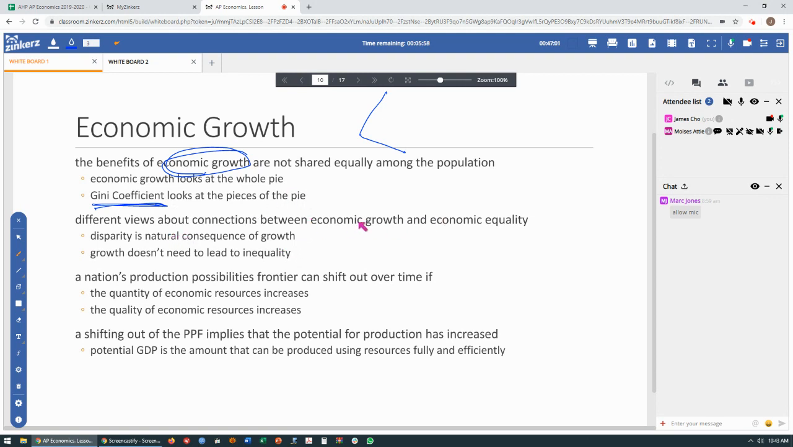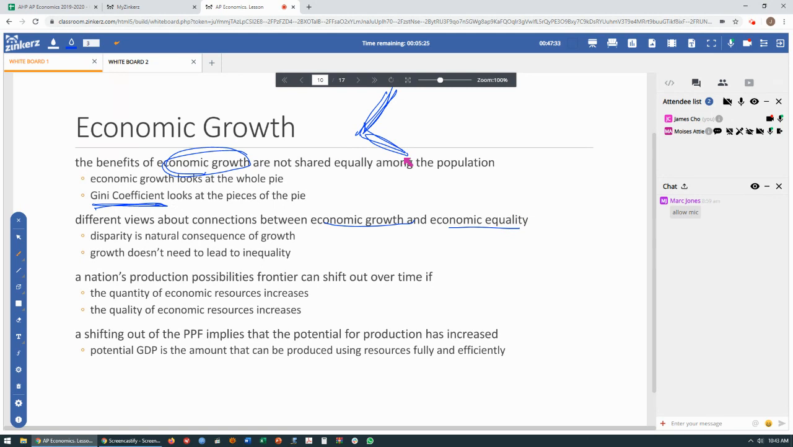Different views about connections between economic growth and economic equality. There's some economists who believe that this income gap is just a natural part of economic growth. I mean, if you think about it, it's the hard workers, the smart people that are causing the economy to grow. But those smart people and hard workers are going to start earning more and more money, and the lazy people are just going to start earning less and less. So maybe that economic growth is going to cause more income inequality.